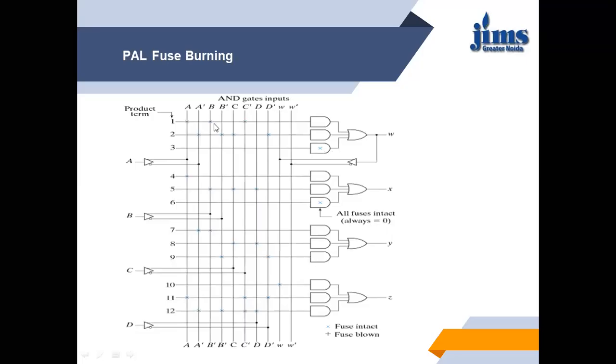So this is the way. The first term we can see is A, B, C bar, so we have put a cross, and the second term is A bar, B bar, C, and D bar. You can see for Z, we have W as the first term, the second term is A, C bar, D bar, and the next term is A bar, B bar, C bar, and D. So this is the way the circuit is implemented.